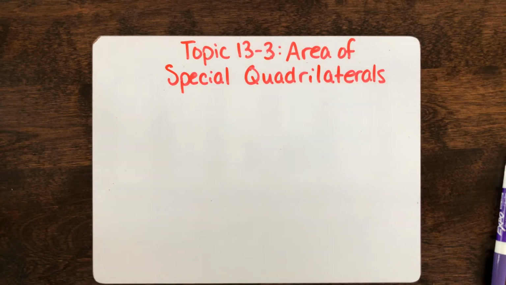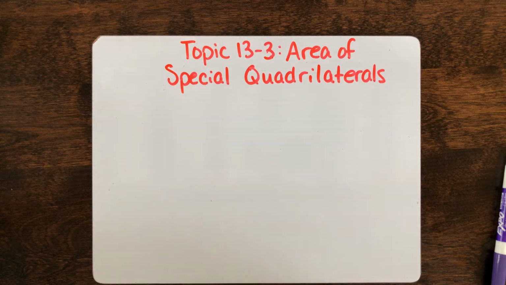Hello, sixth graders. So today we're going to use what we know about finding the area of a triangle, the area of a rectangle, and the area of a parallelogram to now find the area of special quadrilaterals. Basically, if we don't know the area formula for a certain four-sided shape, because remember, a quadrilateral is just a shape with four sides, okay? If we don't know an area formula for it, we can break it into shapes that we do know the area for, such as triangles, rectangles, and parallelograms.